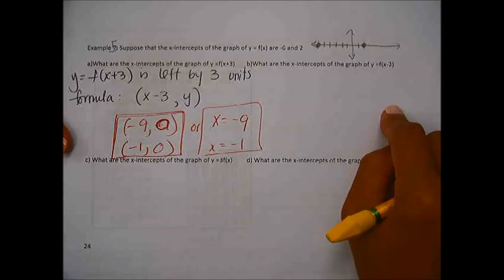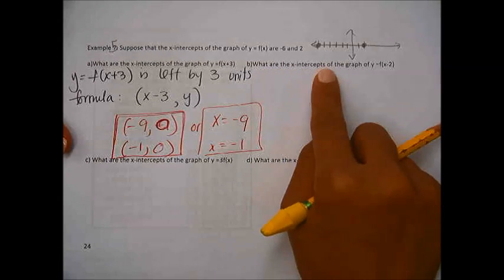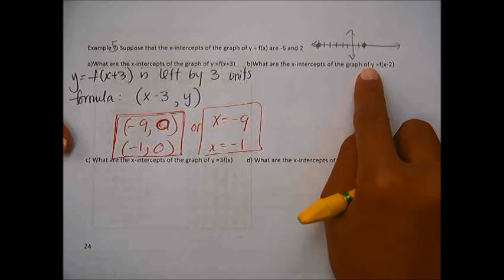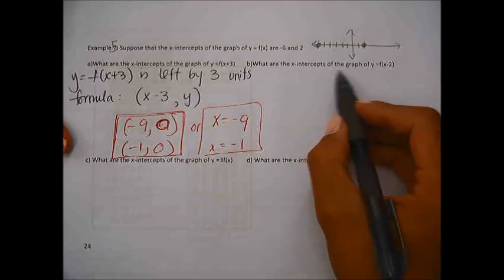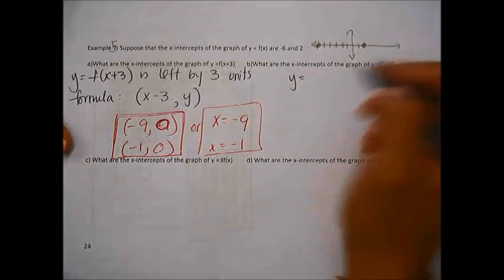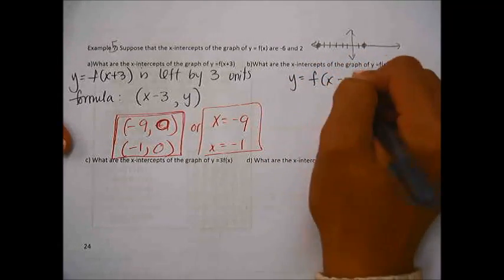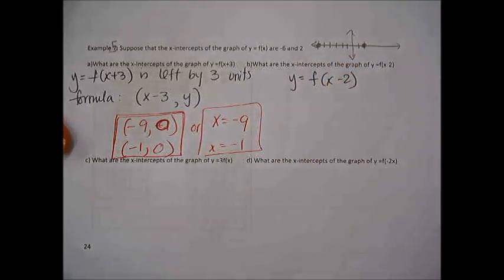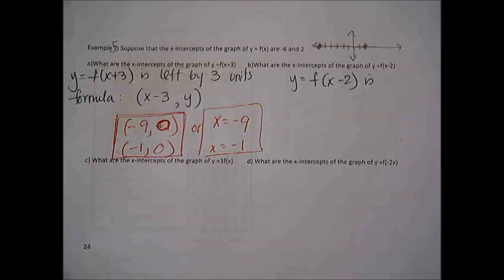Okay, similarly, we are going to do this. What are the x-intercepts now if we are doing this transformation? So y equals f of x minus 2. Go ahead and state the transformation. Y equals f of x minus 2 is what? Go ahead and state it out for me. I'll give you guys 30 seconds.